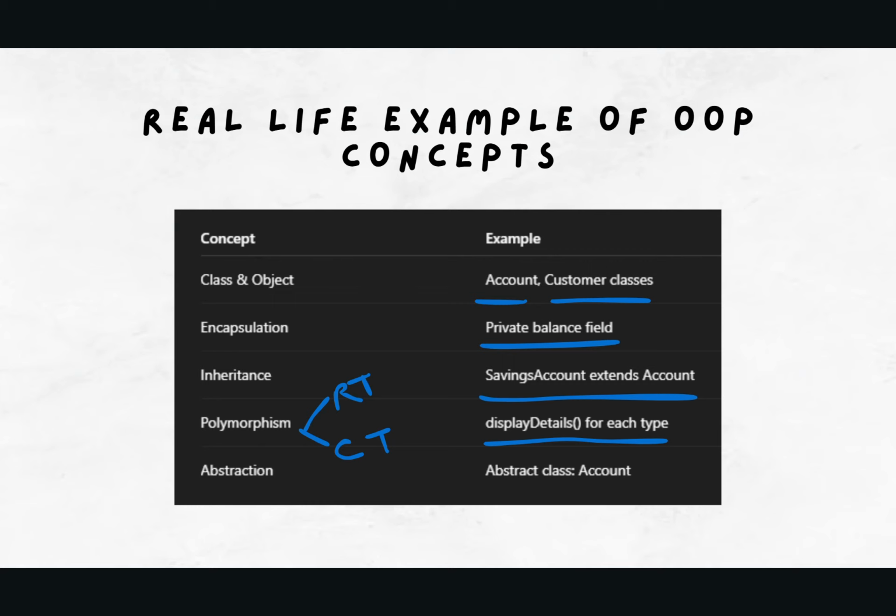What was abstraction? Abstract class account. So here we don't define the functions and we just declare them, and in the child classes which extend them, we define the actual behavior of the function over there. That was abstraction.